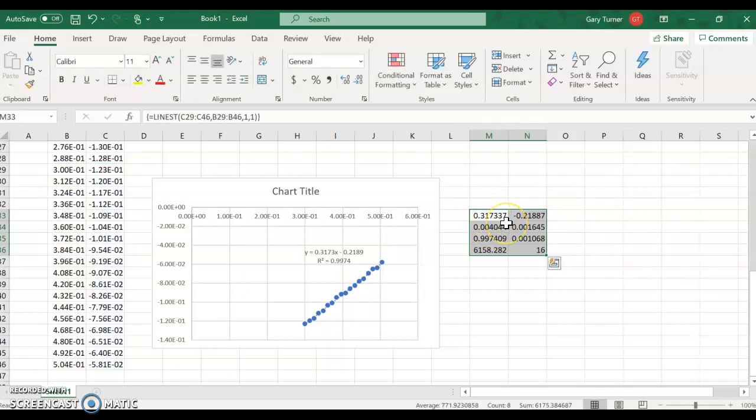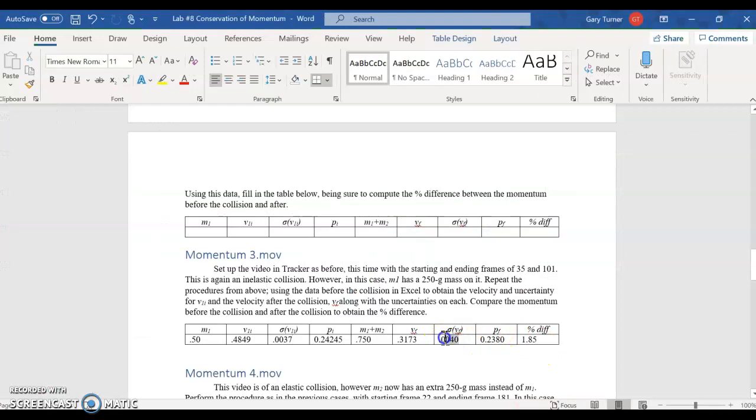Okay, so here is 0.3173 plus or minus 0.0040. Okay, so that's where this sigma comes from. So these are just your uncertainties on your slopes. These are just your plus and minuses. And the point of putting them in is to try and determine, do your momenta overlap? Okay, you can't just use 0.238 plus or minus 0.004 and say that that doesn't overlap with 0.4849 plus or minus 0.0037.